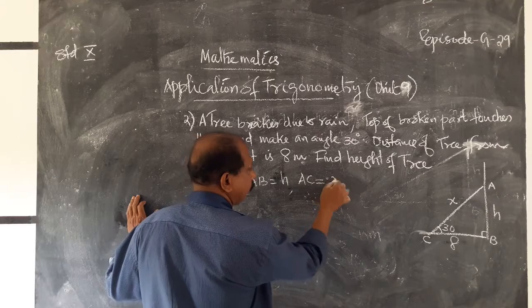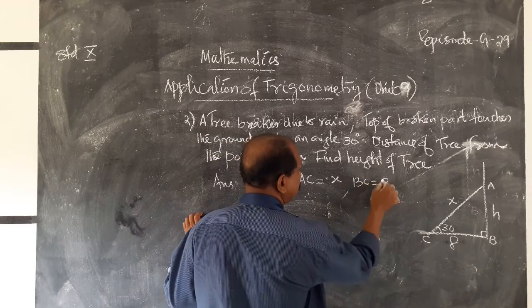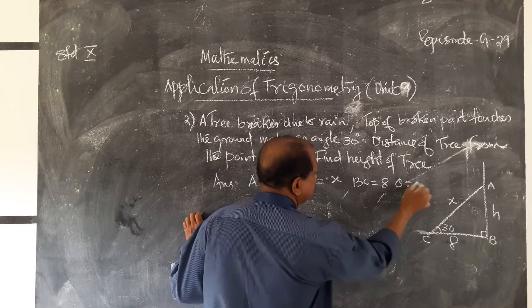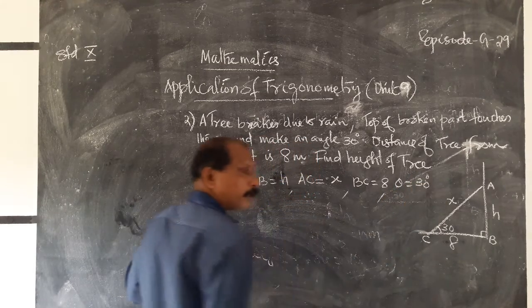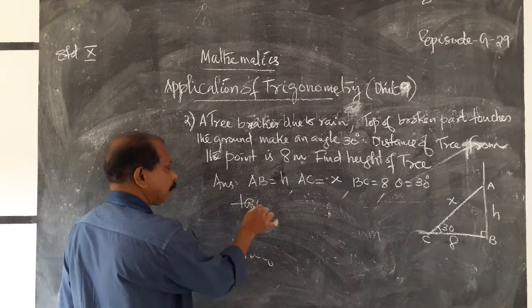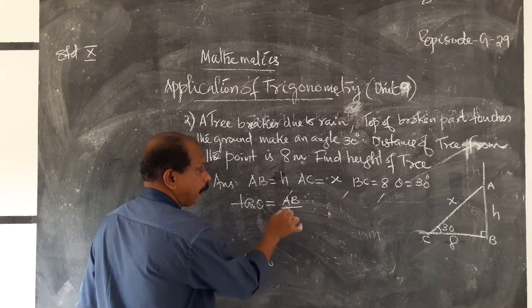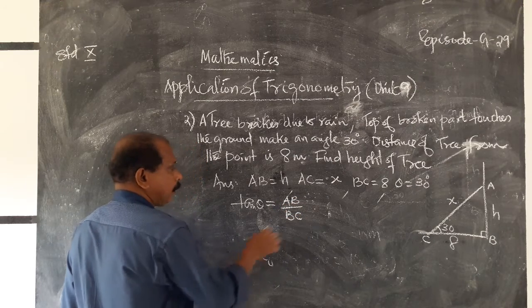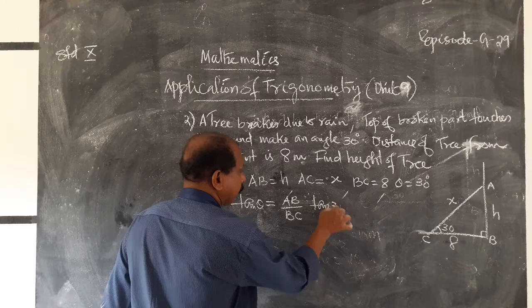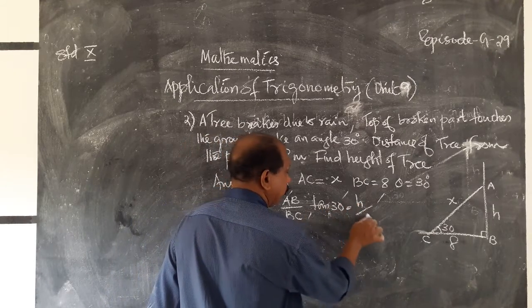AC is equal to x. And BC is equal to h. Theta is equal to 30 degrees. These are given. Using tan theta is equal to what? Opposite side, that is AB, by adjacent side BC. That is tan 30 is equal to AB, it is h by h.